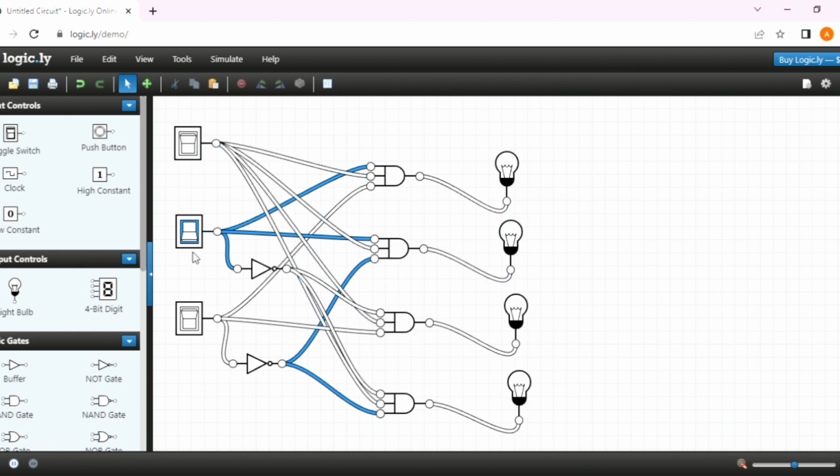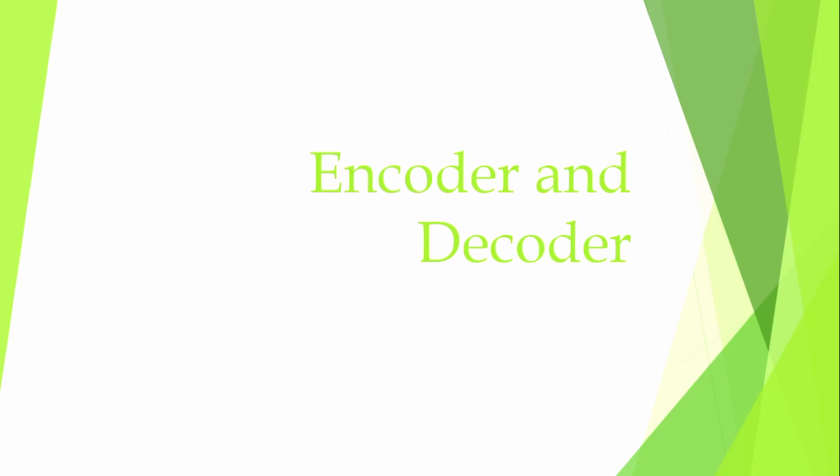When the selection lines are 1, 1 and the input data is 0, the output is 0. With the same selection inputs, when the input is 1, it represents 3. So this is the demultiplexer. The next experiment is the encoder and decoder.